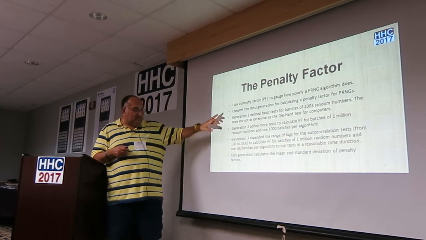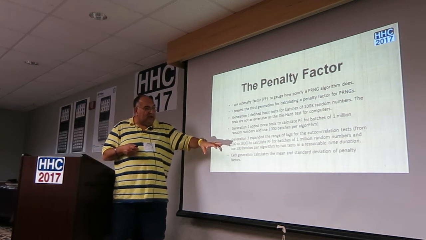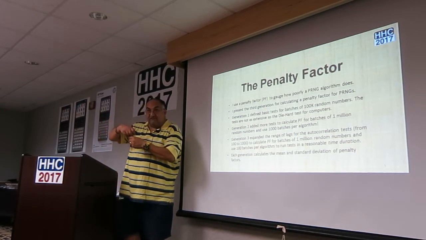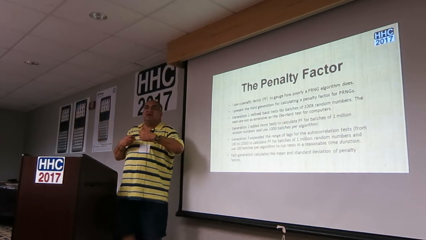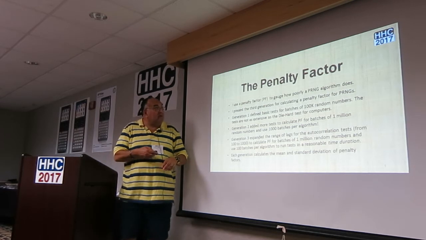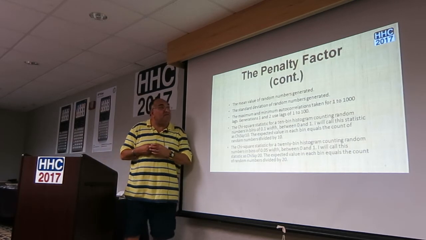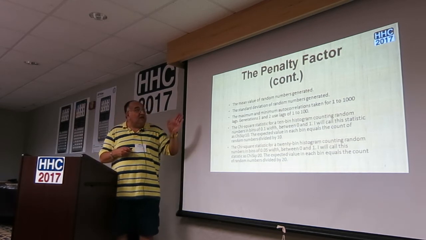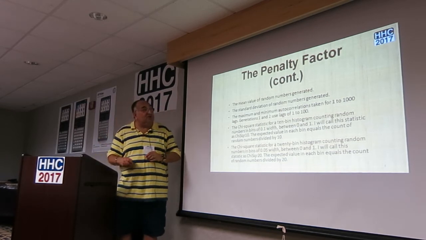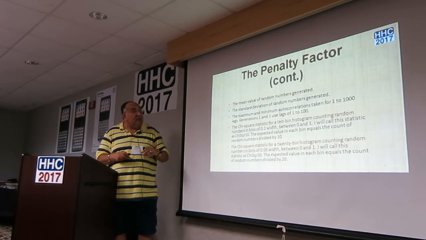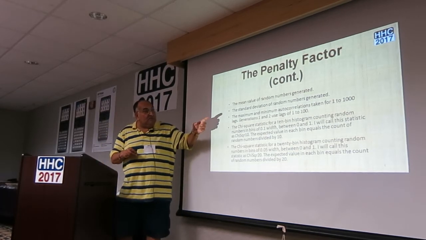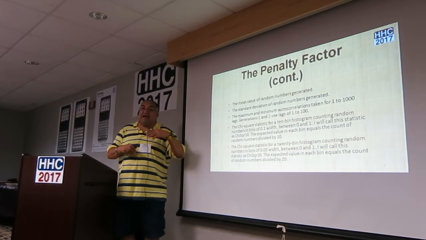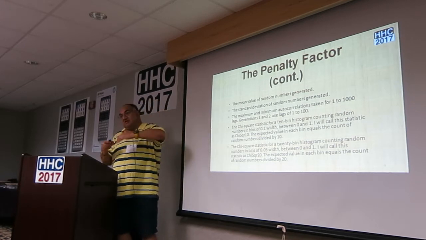Each generation of these approaches calculates at the end the mean and standard deviation. And I always start with a random number given to me by the software so that I don't have biases, and go from there. The penalty factor is based on the following set of statistics: the mean value of the random numbers generated, its standard deviation, and then the maximum and minimum autocorrelation taken from 1 to 1,000 lags. The maximum is a positive number, the minimum is a negative number.